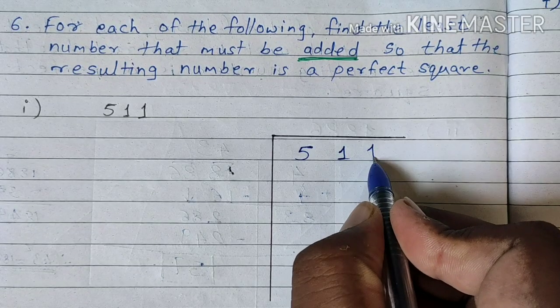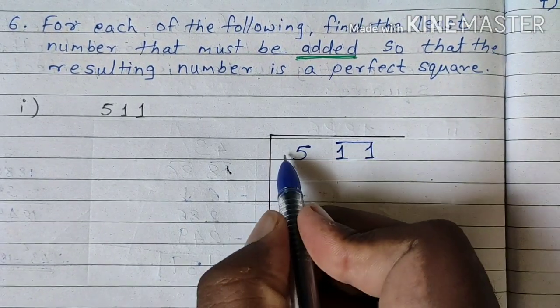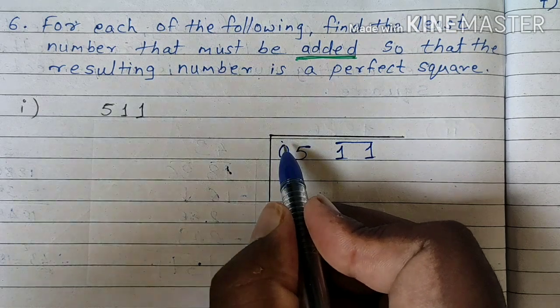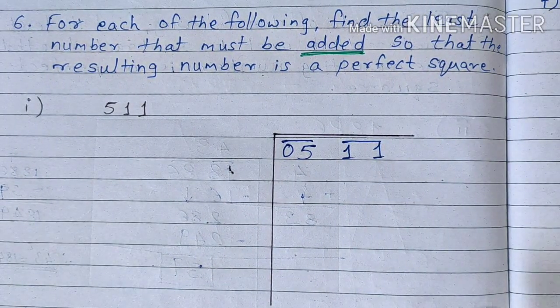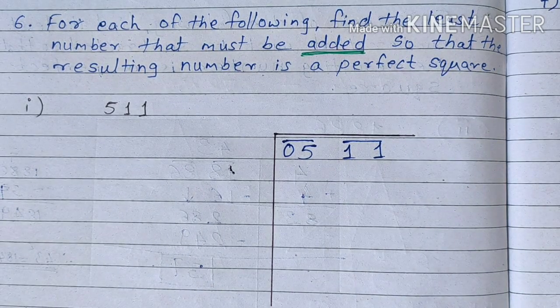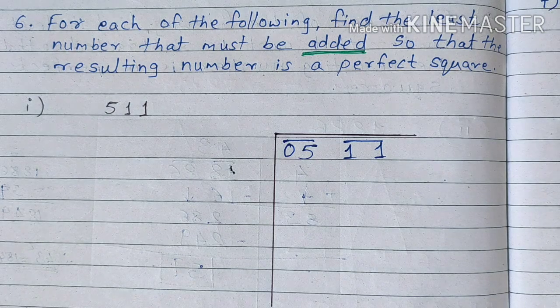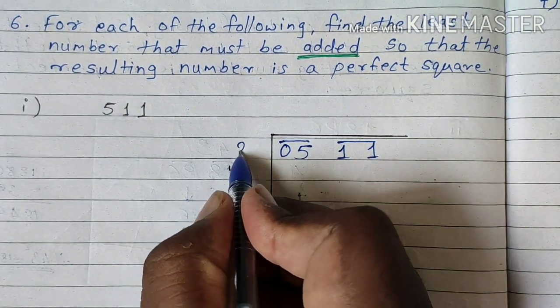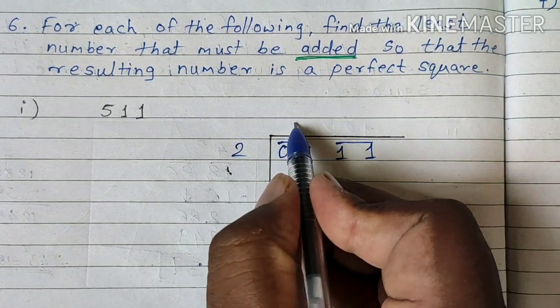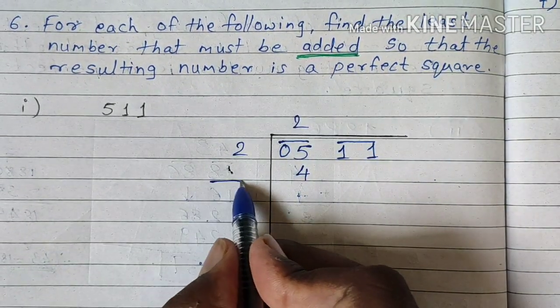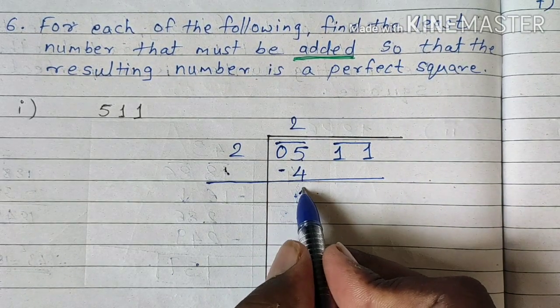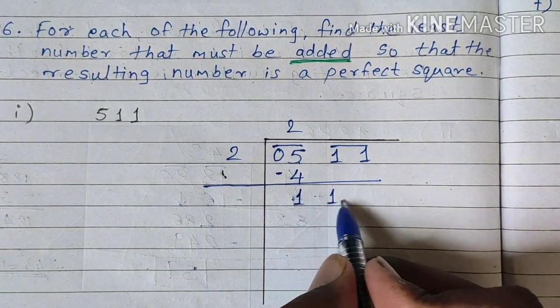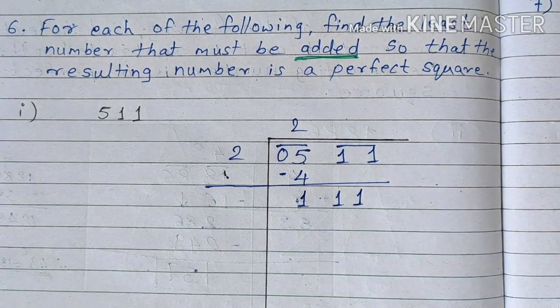511, this is our first pair, and take 0 on the right side of the number to make a second pair. So the first pair is 5. Whose square is 5 or less than 5? That is 2. So 2 square is 4. So let us add 2 and the quotient as well. Their subtraction gives us 5 minus 4 is 1, and the next pair will come down. Got it?